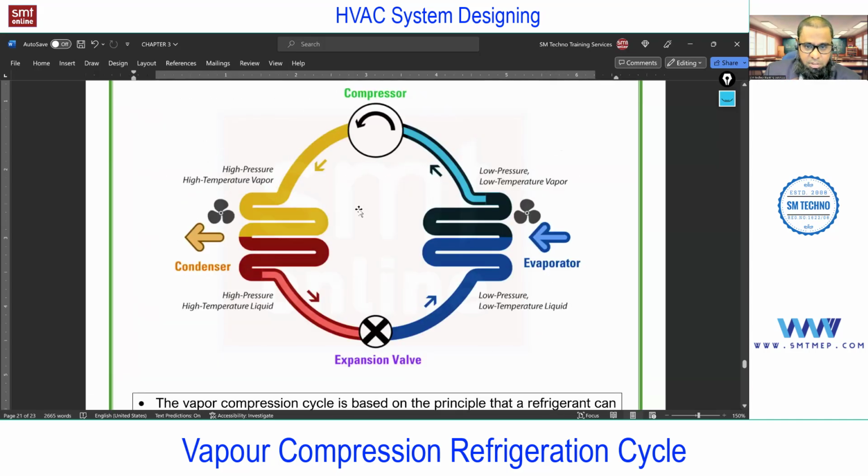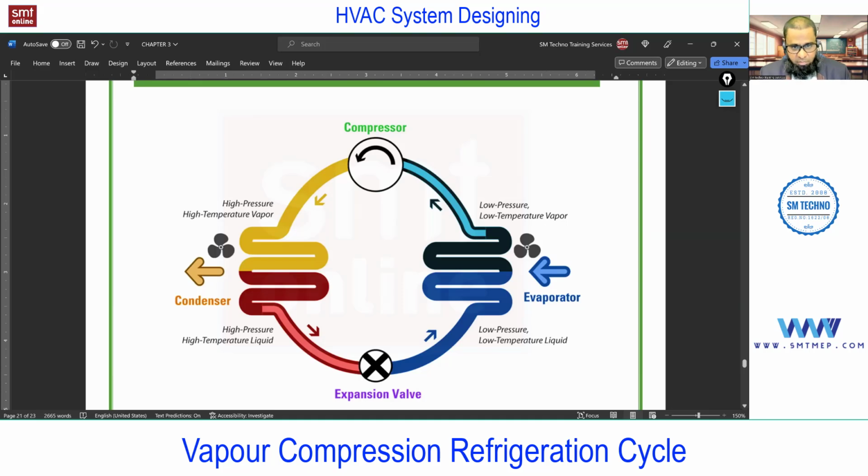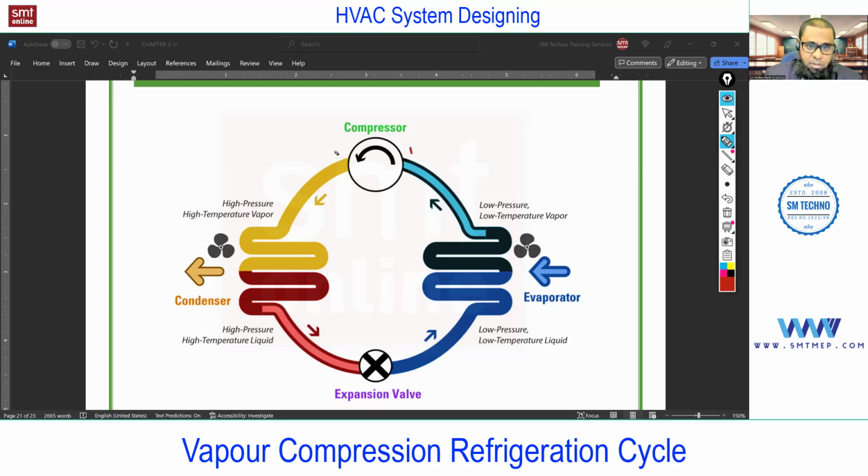To avoid confusion, I'm going to mark the points as given in the theory. I'm considering this point as 1 and this as 2, and before expansion I'm marking this as 3. After expansion I'm considering this as 4, then again 4 to 1. You see the cycle: 1 to 2 is a process, 2 to 3 is a process, 3 to 4 also a process, and 4 to 1 also a process. With respect to these points we'll discuss, and it's very easy.